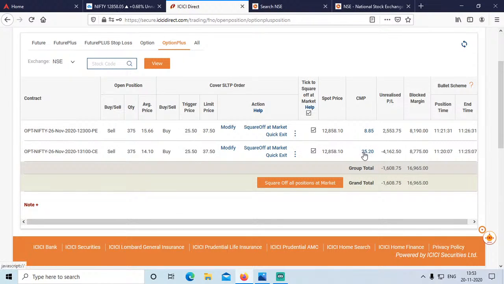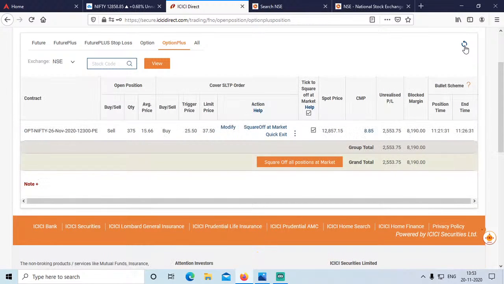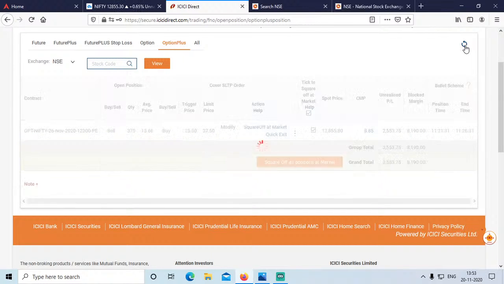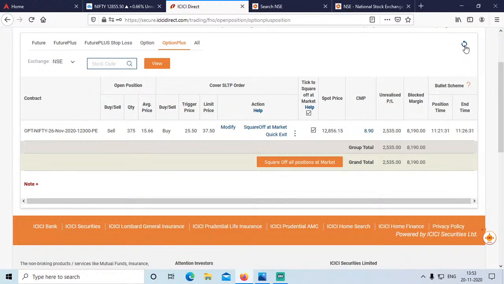Yeah, it's very close. 25.20, 25.50. It will hit at any time. Yeah, it got hit. My stop loss got triggered. So now my only thing is this one, and this 8.85. If it is getting reduced, yes, we can square it off. Otherwise we can square it off even now also. There is no need to keep till 3 o'clock.